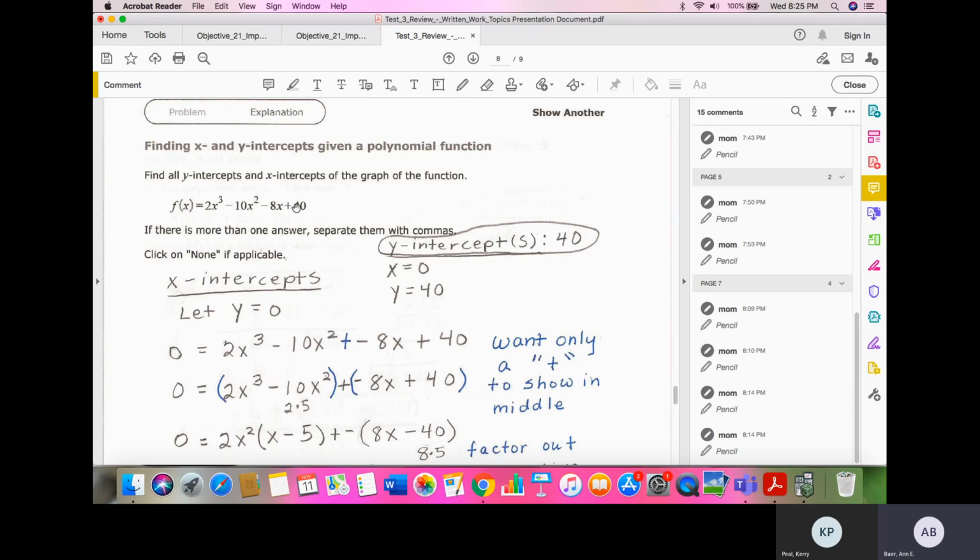And all we're left with is this 40. So the y-intercept is 40. And that's it. So any questions on this particular topic?